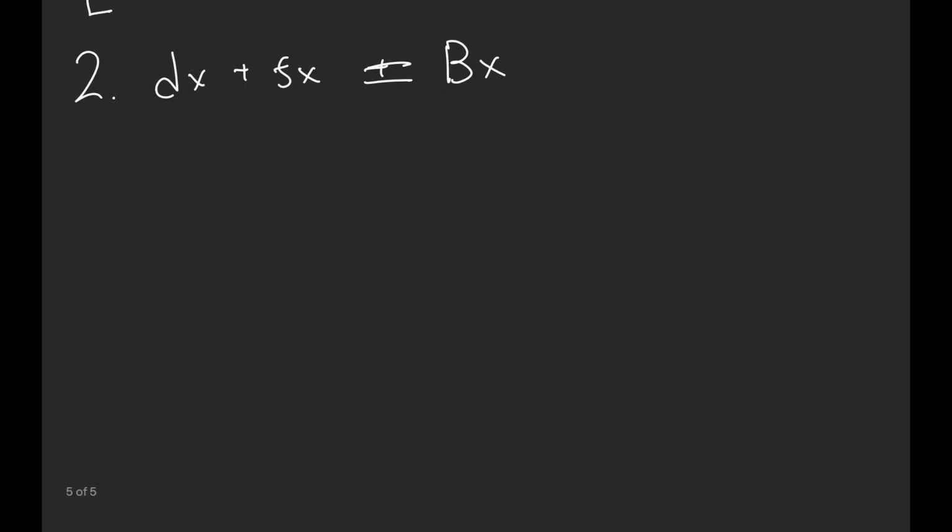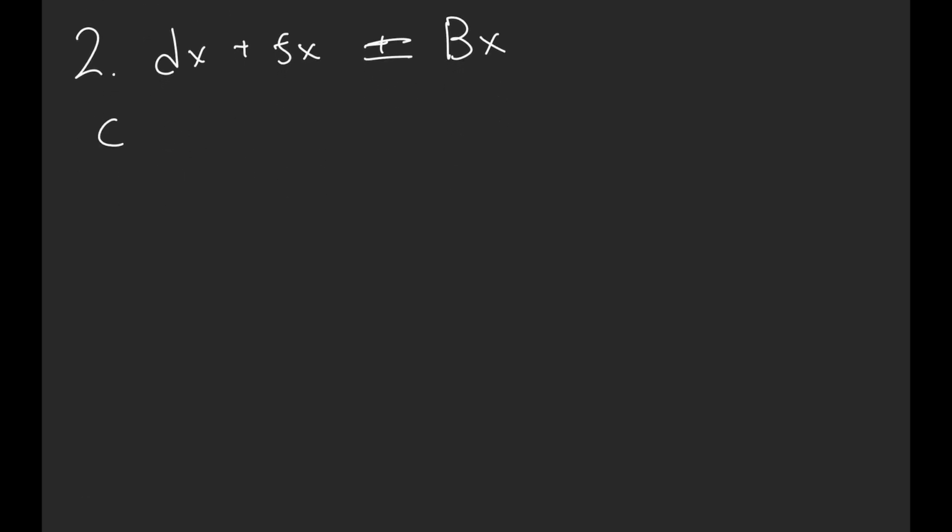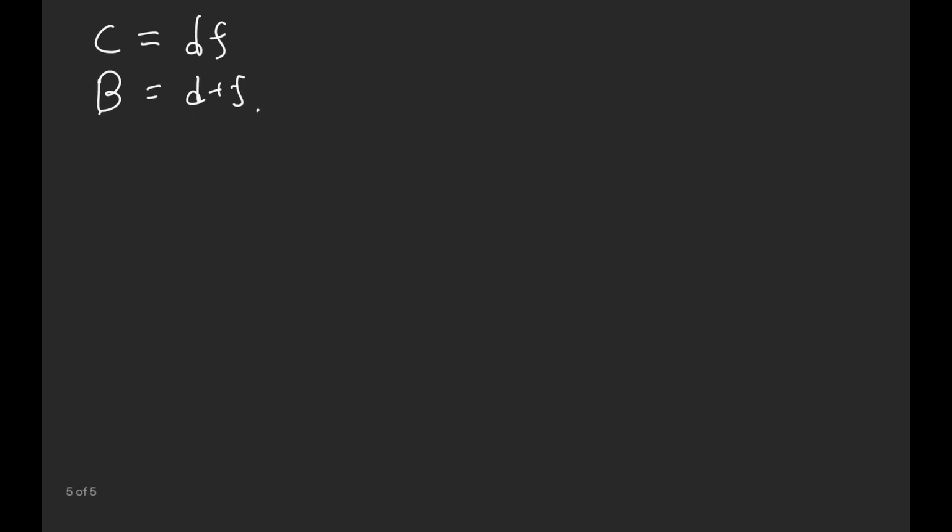All right. So again, c is going to be equal to df. b is going to be equal to d plus f. With this knowledge, we can solve for the roots of any quadratic trinomial if it is possible. And I'm going to show you how to do that now.